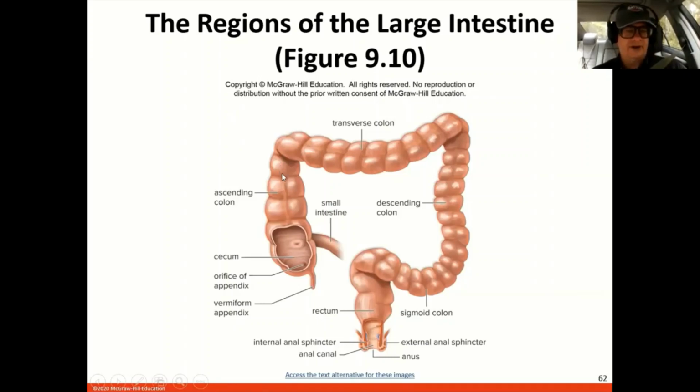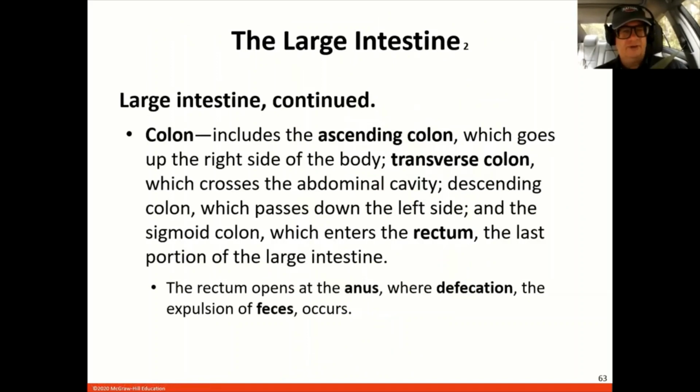Other things I want to point out here, and they'll be on future slides, I'm sure. Each one of these little pouches is called a haustra. This thin little line of muscle, that's the taeniae coli, the tendon-like muscle of the colon. That's all the muscle that's left of that muscular layer. Everything else is absent in the large intestine, so there's no circular muscle at all. Anyway, let's move on.